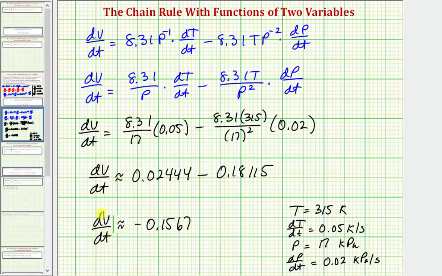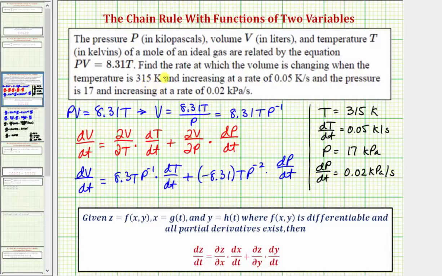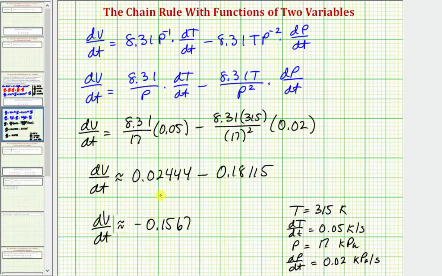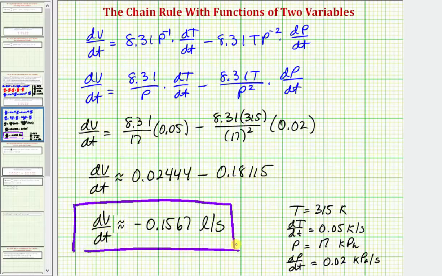Going back to the question just for a moment, notice how the volume is in liters and our time is in seconds, which means the units here would be liters per second. So the volume is decreasing at 0.1567 liters per second when we have all of this given information. I hope you found this helpful.